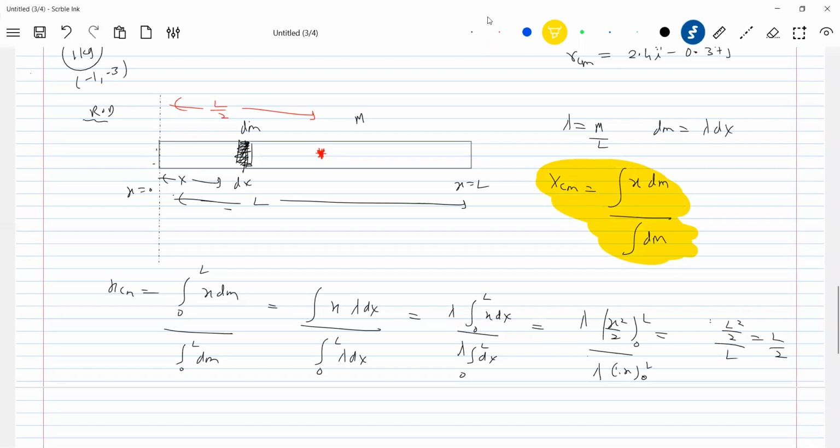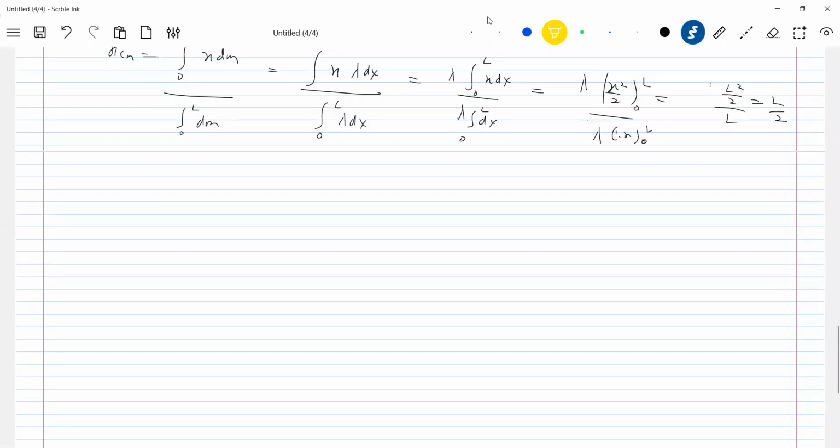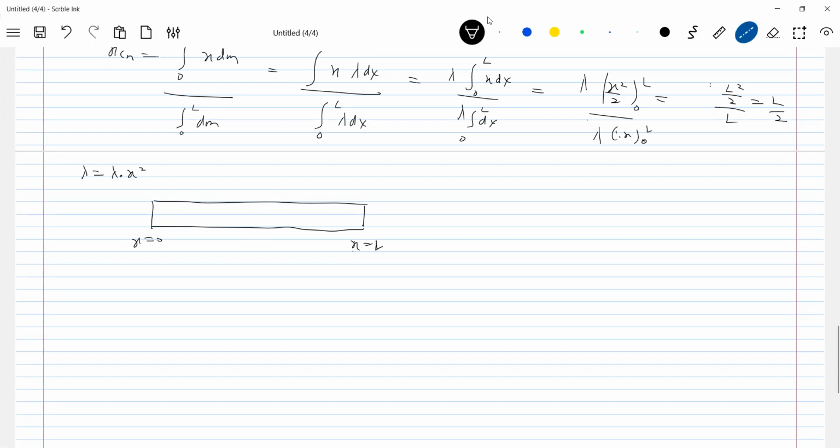After this, now if the linear mass density of the rod varies from one end to another, let lambda be equal to lambda not x square. Look at the linear density. It is lighter at one end and heavier at the other end. So how do we calculate the center of mass of this rod? Let me take again x equal to 0, x equal to L.